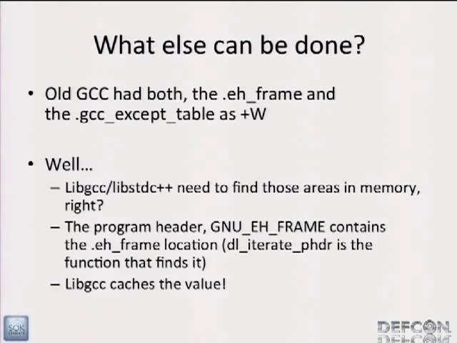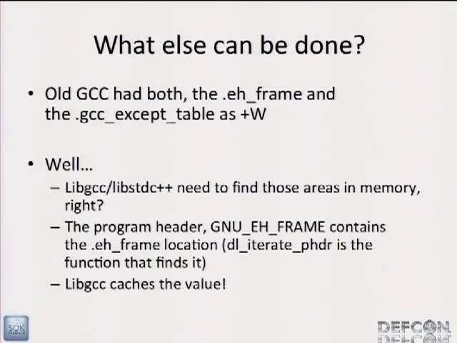So old GCC used to include the EH frame and the GCC exception table as a plus W, writable section in memory, okay? So basically, it was possible to just overwrite it in memory if you managed to locate it. What happens is, of course, modern versions of GCC don't do that. So what else can we do?